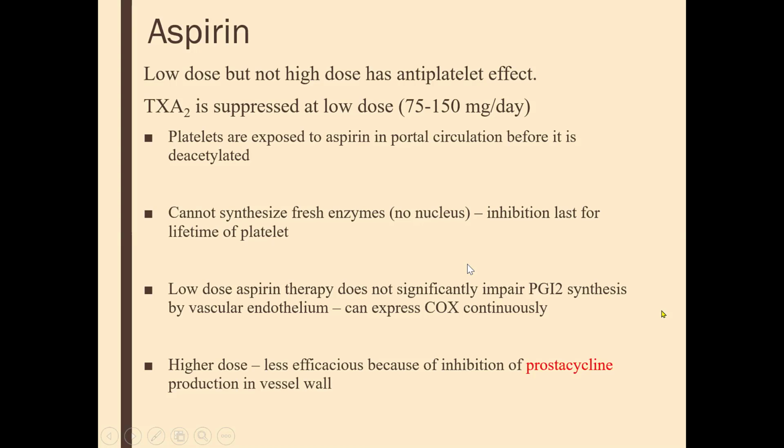So with low dose aspirin, that inhibition is not significant for prostacyclin. But if you give the same in high dose, the inhibition of prostacyclin can occur.